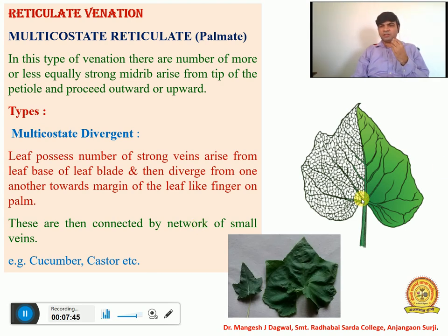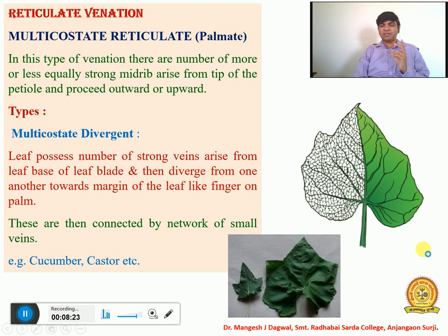Now here we can see this is the mid vein. Again there is a formation of a number of costae which diverge from each other, and because of this they form a small network-like structure. That's why these number of mid veins or main veins which diverge from each other like this are called the multicostate divergent type of venation. These main veins diverge from each other. The best examples are cucumber or castor. Castor is commonly called erandi, and cucumber in Marathi is called kakdi.